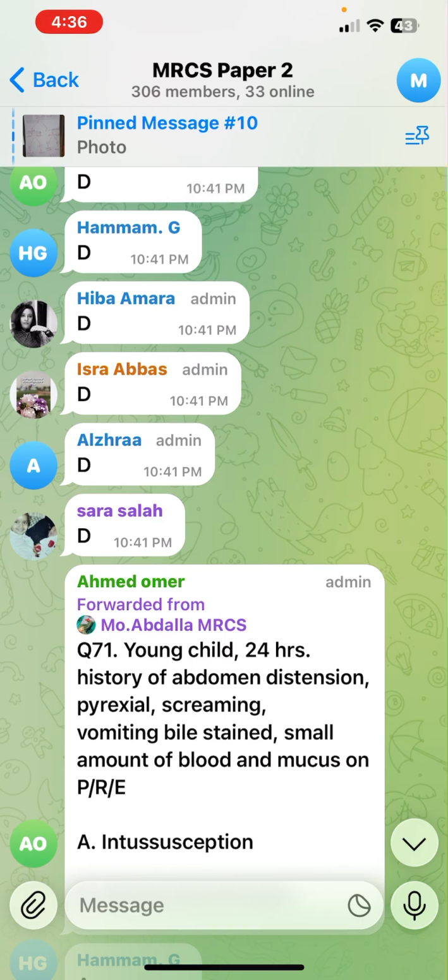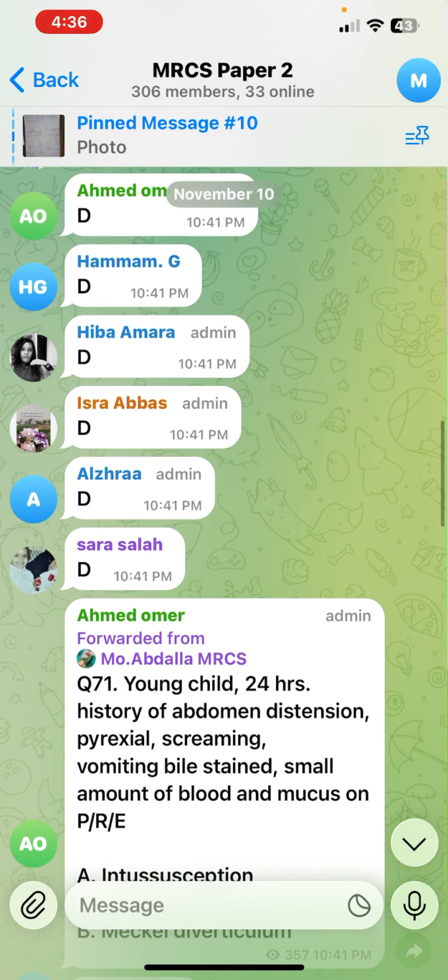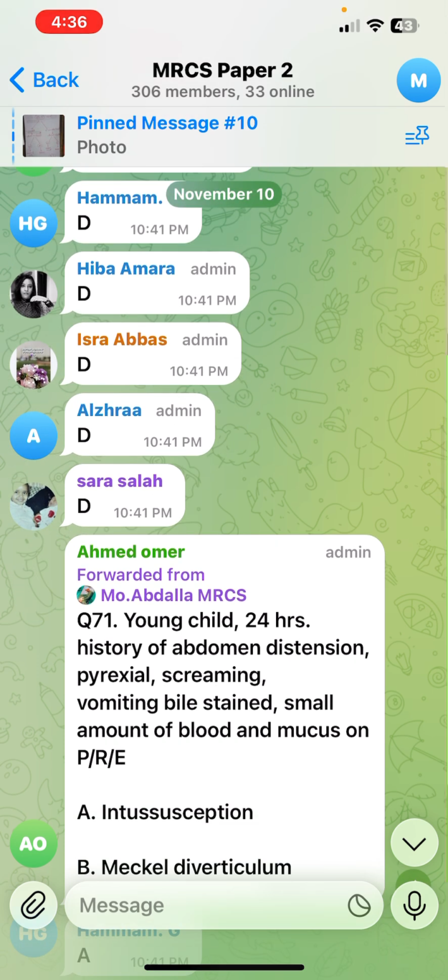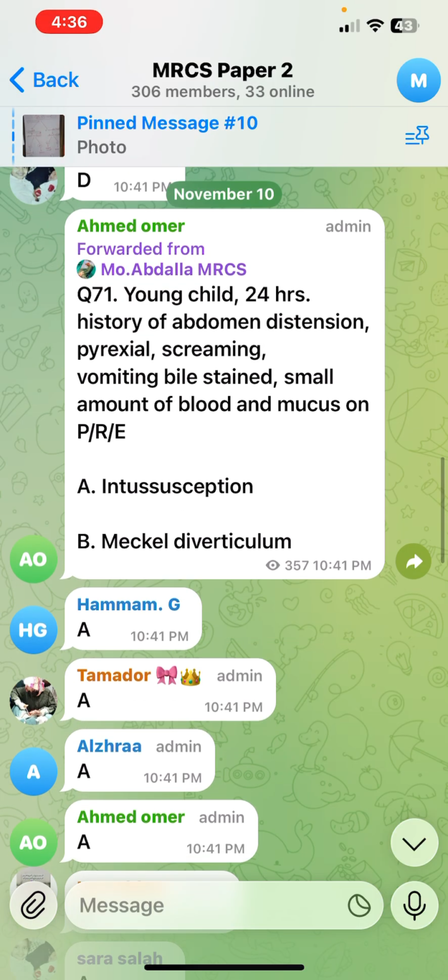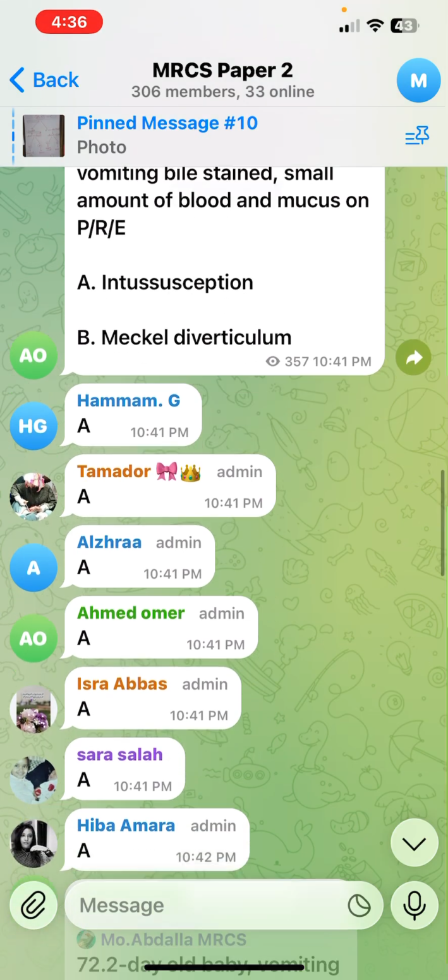Young child with a 24-hour history of abdominal distension, pyrexia, screaming, vomiting, bile stain, and a small amount of blood and mucus on per rectal exam. Screaming makes you think of intussusception, but there is also fever, bile stain, and vomiting. If screaming were taken as Meckel's diverticulum being the option, but that's why it is intussusception.